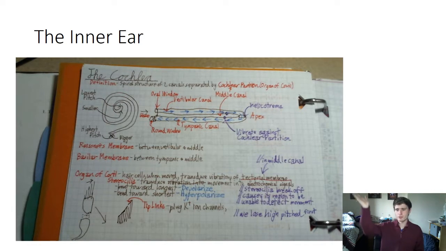And when it bends towards the longest, so you can kind of see here, some are long, some are short. When it bends towards the longest, that's a depolarization. When it bends towards the shortest, that's a hyperpolarization.